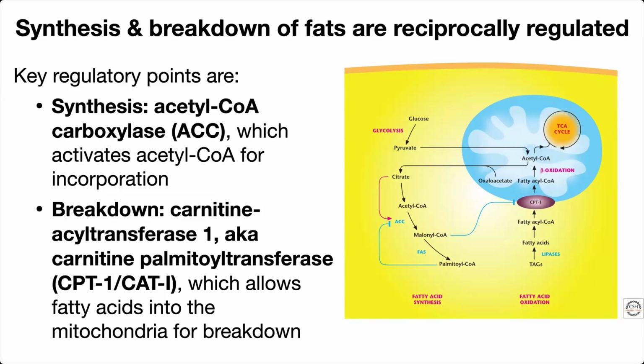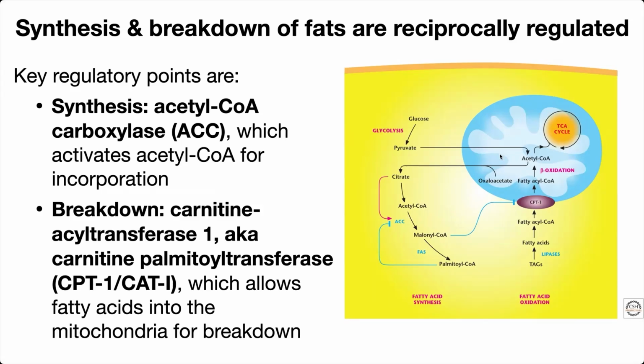So if you think about the key regulatory points, when we were synthesizing our fatty acids in the cytosol of our fat and liver cells, remember, the key regulatory point was our acetyl-CoA carboxylase, which put the carbon group onto acetyl-CoA to give us malonyl-CoA, which was that temporary intermediate that we used in order to hook up the acetyl-CoAs. We had to activate the acetyl-CoAs, and the activation was happening through this ACC. And this ACC protein is going to be the regulatory point of the synthesis.